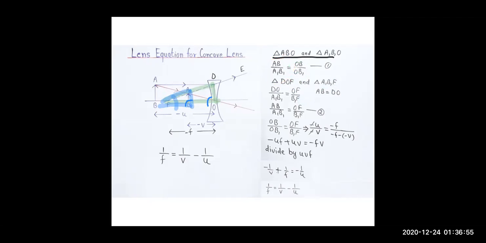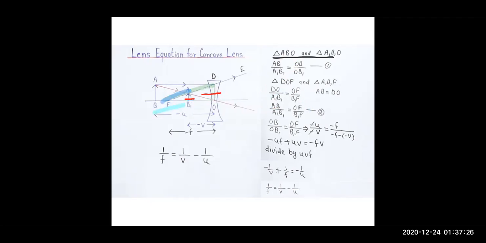So let's see. First we'll talk about the perpendicular. Yes, let me use this color. The perpendicular of triangle DOF is DO. The perpendicular of triangle A1B1F is A1B1. So DO upon A1B1 is equal to their base. The base of triangle DOF is OF, OF upon the base of triangle A1B1F, which is B1F, right?